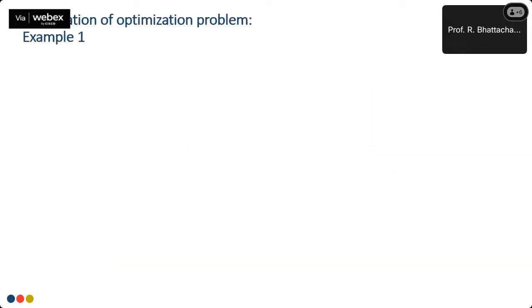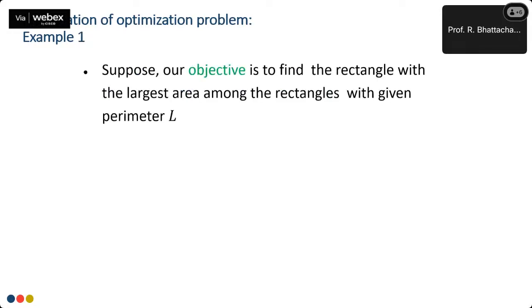So let us take a very simple one. Since we are talking of classical optimization problems, let us see how we formulate the problem. Suppose our objective is to find a rectangle with the largest area among the rectangles with a given perimeter L. This is a very simple problem, usually taught at school level also, but just to show how systematically we can formulate the problem, I have picked up this example.